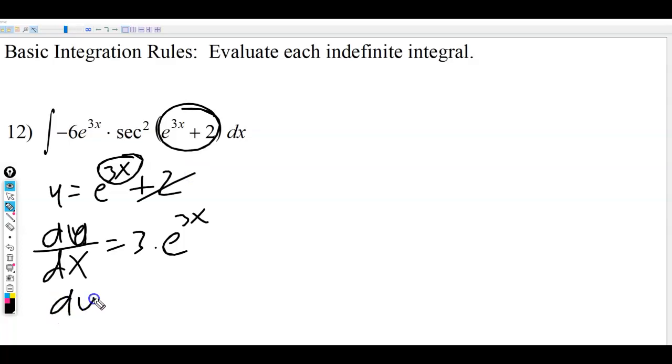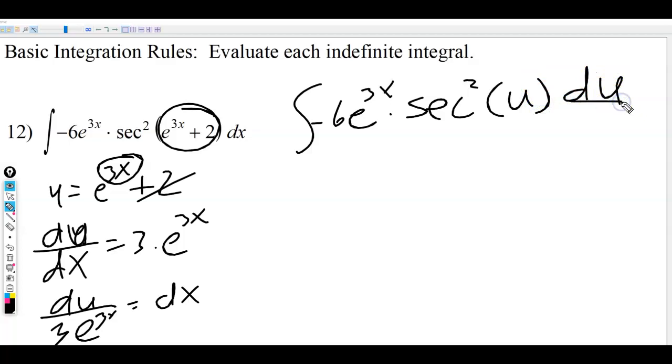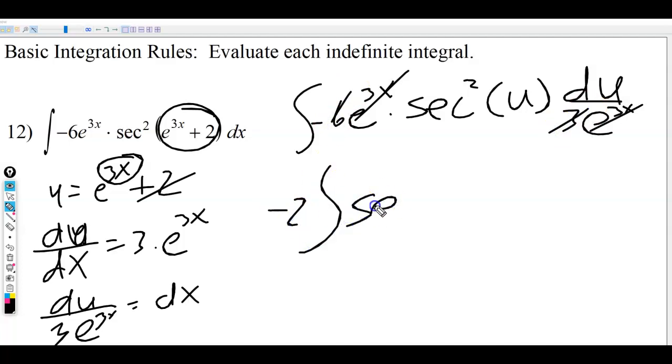Next, we're going to get the dx by itself. We do our u sub. Negative 6 e to the 3x will stay there for now. Then we're going to have secant squared of u, and we're going to replace the dx with du over 3e to the 3x. So the e to the 3x's go away. 3 goes into negative 6 negative 2 times, which I'm going to push to the outside, and now we're left with this. So once you get done with u sub, you should have nothing but u's left, no more x's.